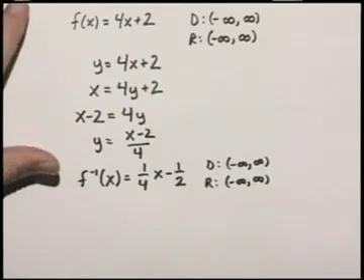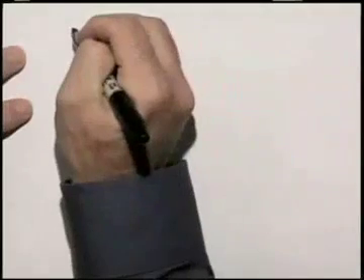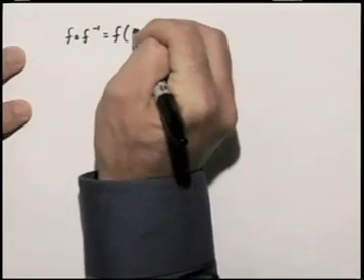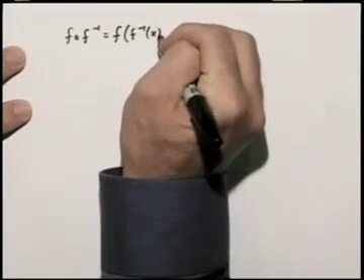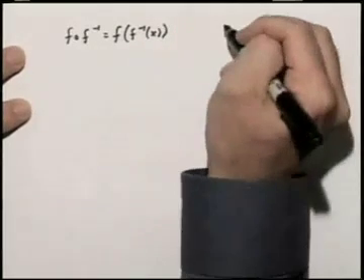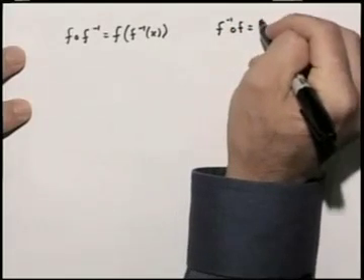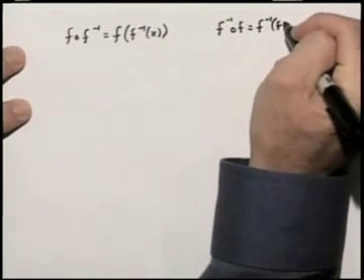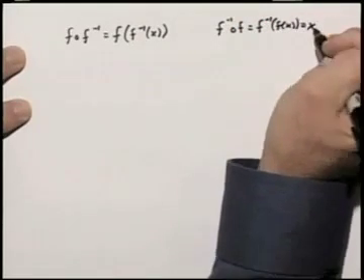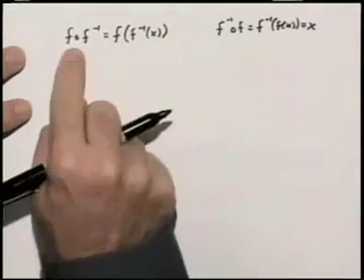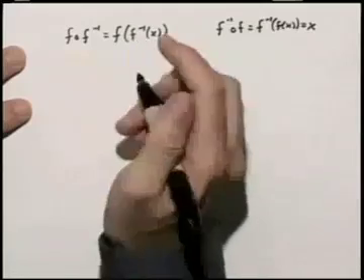So to verify our answers, what we have to do is show that f composed with f inverse, that is f of f inverse of x, gives me x. And I also have to show that f inverse composed with f, that is f inverse of f of x, also gives me x. I'll do one of these and leave the other to you. Let's do f composed with f inverse.